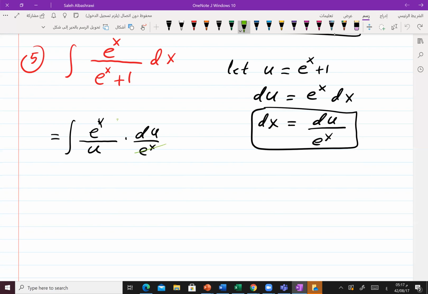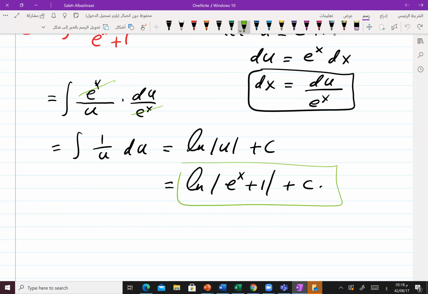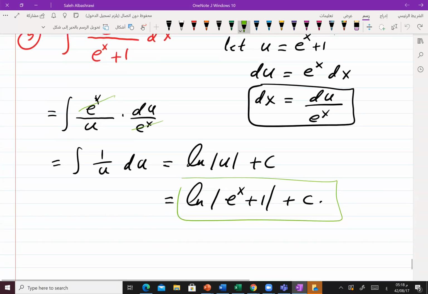So e to power x will cancel e to power x, and I will have in this case the integration of 1 over u du, which is equal to ln absolute value of u plus the constant c. Integration of 1 over u is equal to ln absolute value of u, and write it back. I will have ln of e to power x plus 1 plus the constant c. So this is the integration for that function. That was number 5. Now number 6.